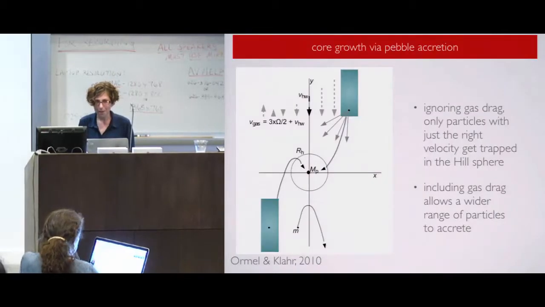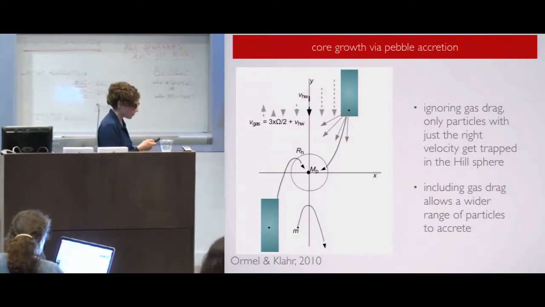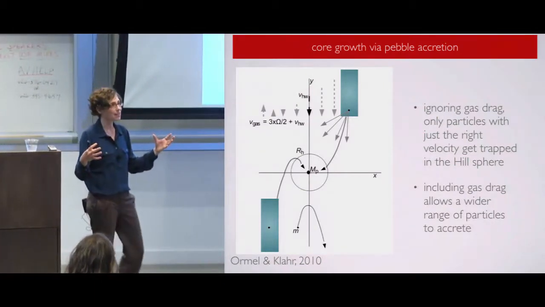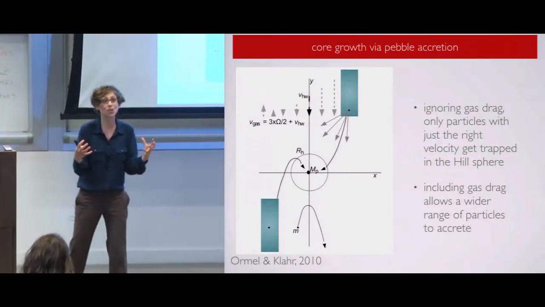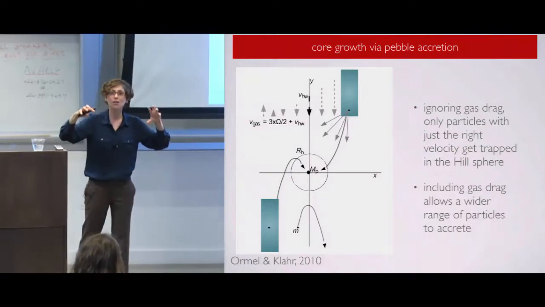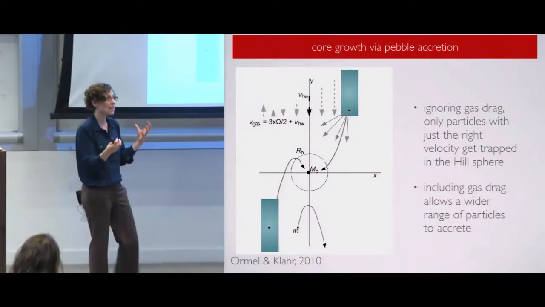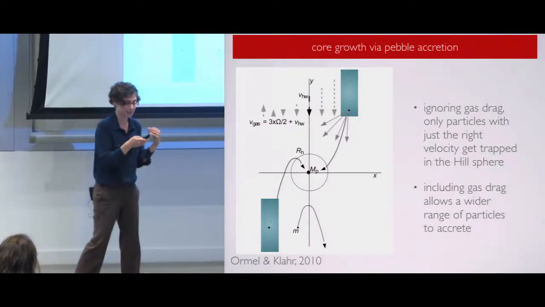And so the basic idea behind pebble accretion is that these large 100-kilometer bodies are actually really, really efficient at eating those small centimeter or decimeter sized bodies if you once again consider the fact that these particles interact with gas.